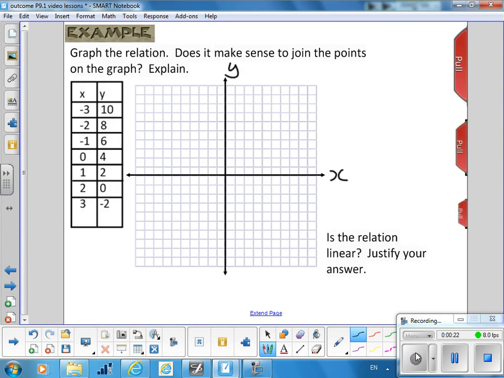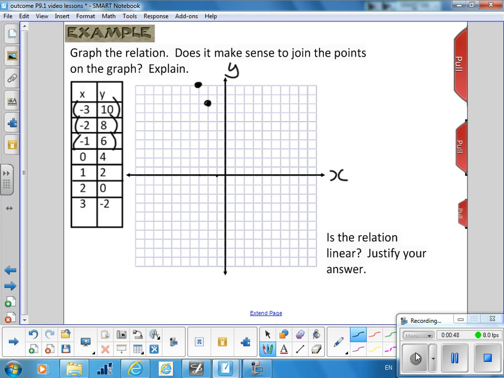And so we always look at these as a set of ordered pairs. It's negative 3, 10. So we move 3 to the left on the x and we go up 10. 1, 2, 3, 4, 5, 6, 7, 8, 9, 10. And we put a point. The second point is at negative 2, 8. So you move 2 to the left on the x, and then we go up 8, and we put a point.